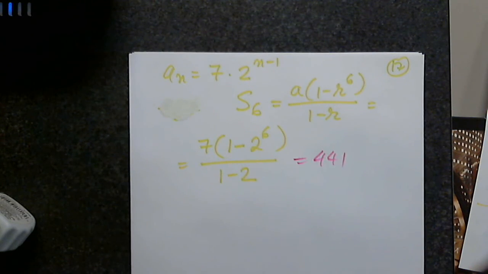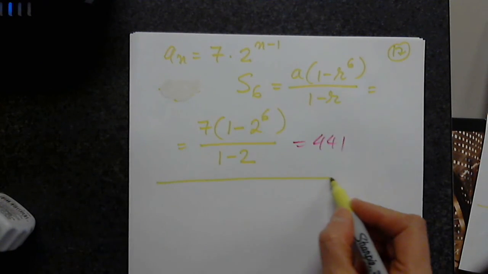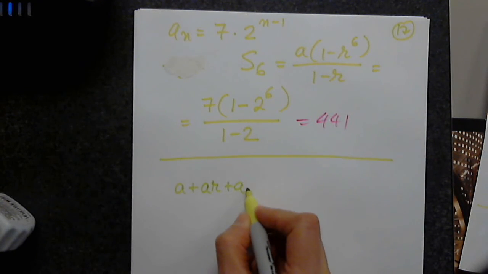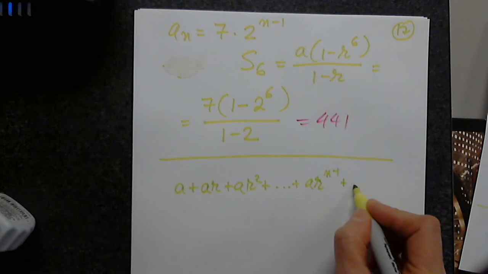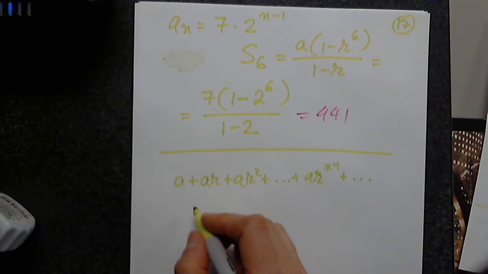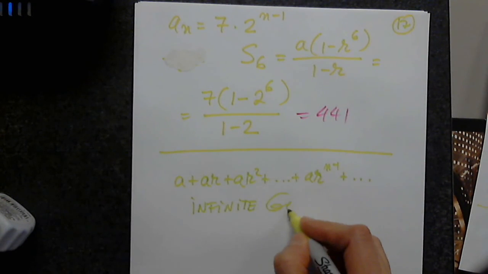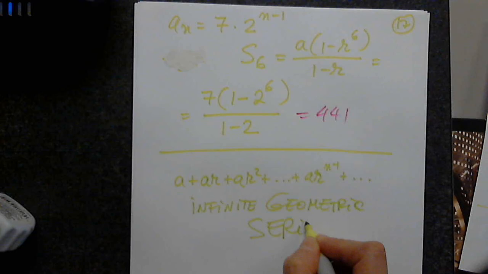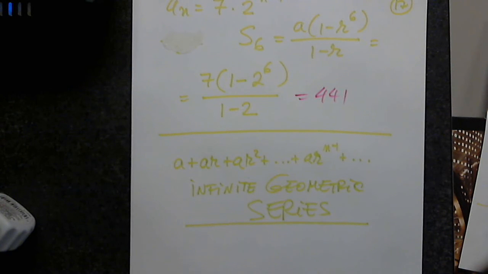Last thing for us. Ready? Let's look at this. A plus a times r plus a times r squared plus dot dot dot plus a times r to n minus 1 plus dot dot dot. This is not a finite sequence anymore. It is geometric, so it's an infinite geometric series. We are interested here to determine the sum.